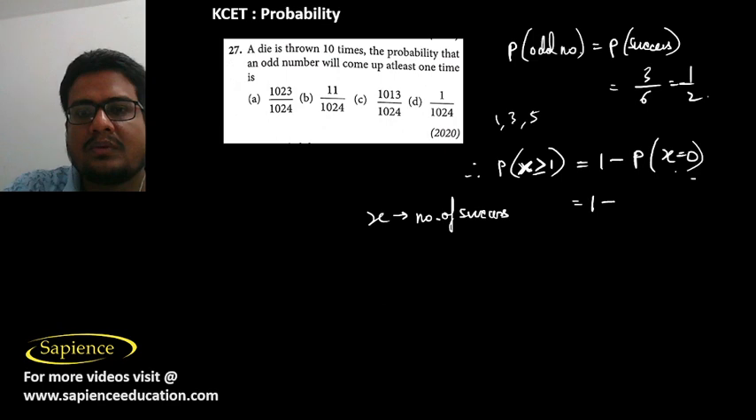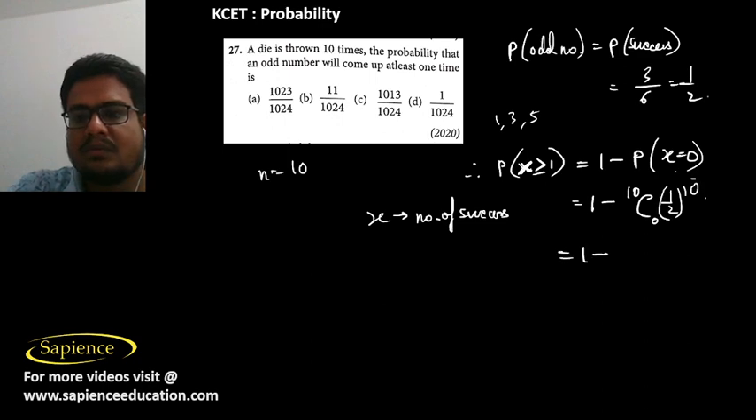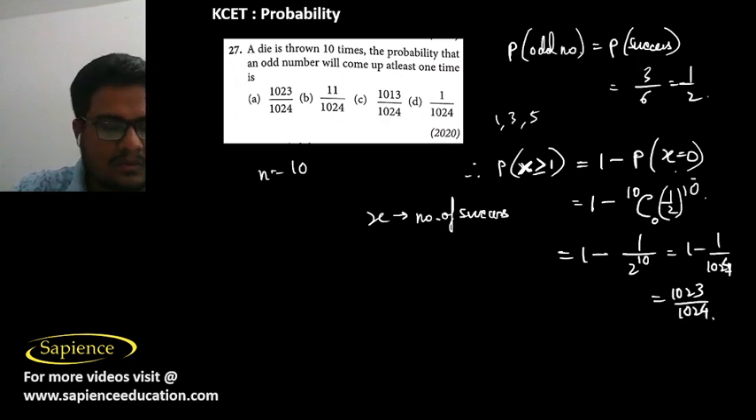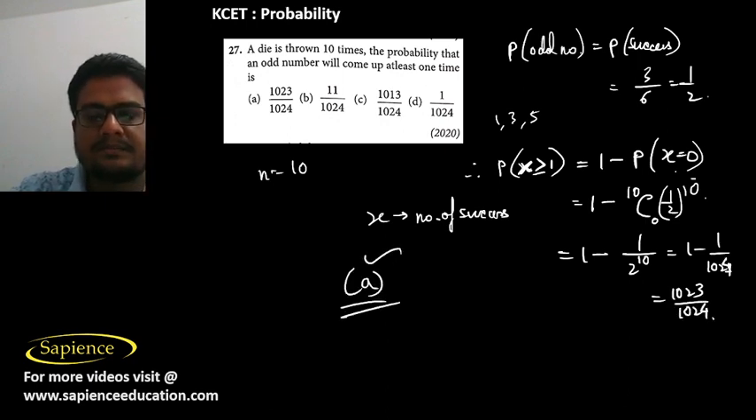So that will be 1 minus, odd number will not come. So that will be 10C0, since 10 is the number of Bernoulli trials here. Here 10 is n. That will be 10C0 into half power 10. That will be equal to 1 minus 1 by 2 power 10, that is 1 minus 1 by 1024. So that is 1023 by 1024. So option A is the correct answer.